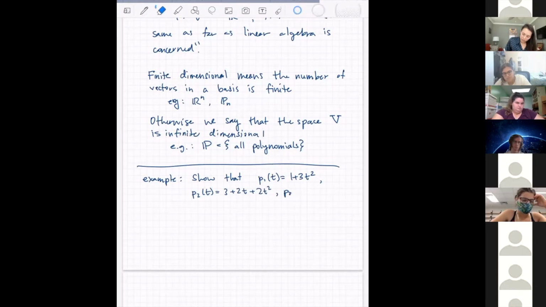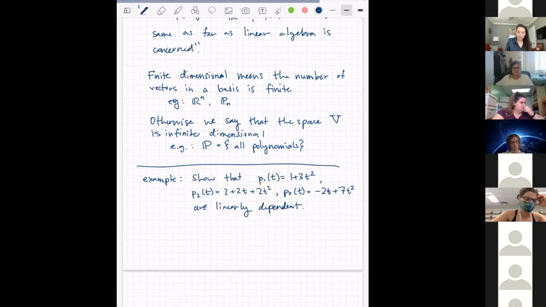And P3: minus 2t plus 7t squared. So if we have these polynomials and we want to show that they are linearly dependent, we can first write them as vectors using coordinates, and then we can try to decide whether they're linearly dependent or linearly independent, right?